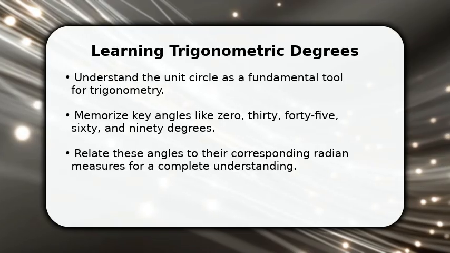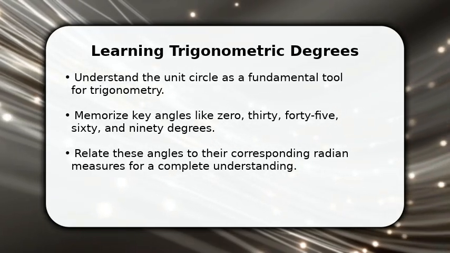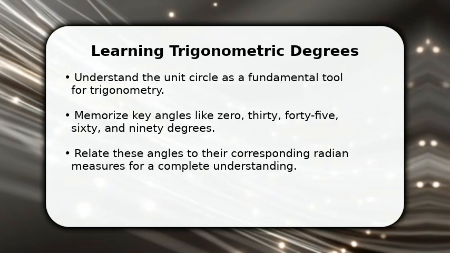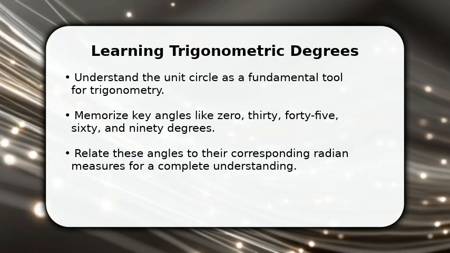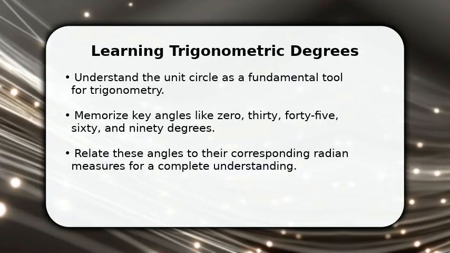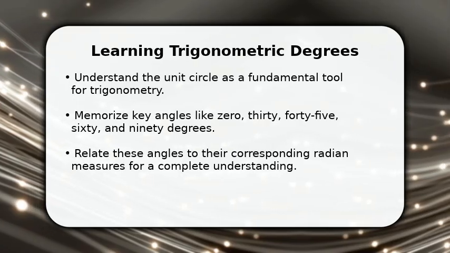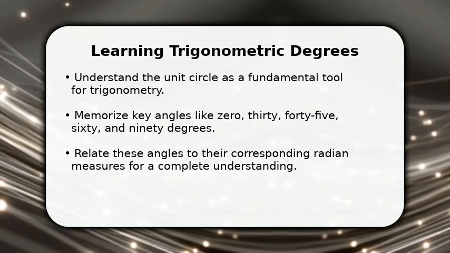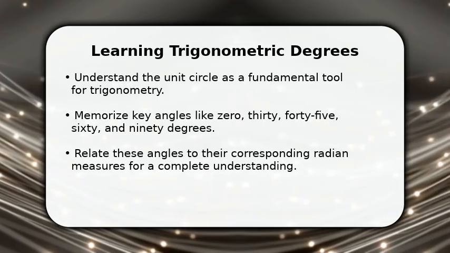In this video, I will explain how to learn trigonometric degrees. Start by visualizing the unit circle, which is a circle with a radius of 1 centered at the origin. This circle is your best friend for understanding angles and their trigonometric values. Focus on the special angles 0, 30, 45, 60, and 90 degrees. These are your building blocks. We'll explore how to master these essential values and apply them effectively.